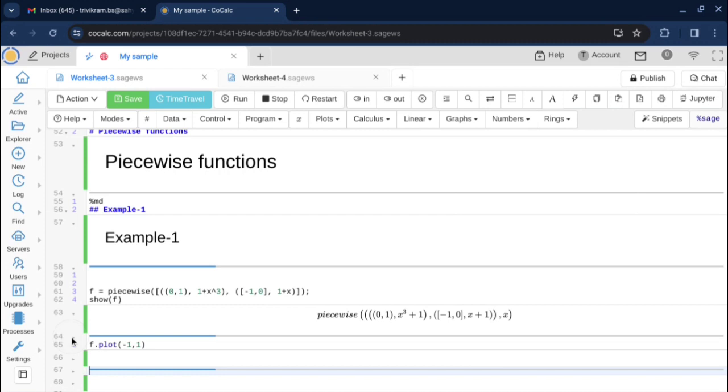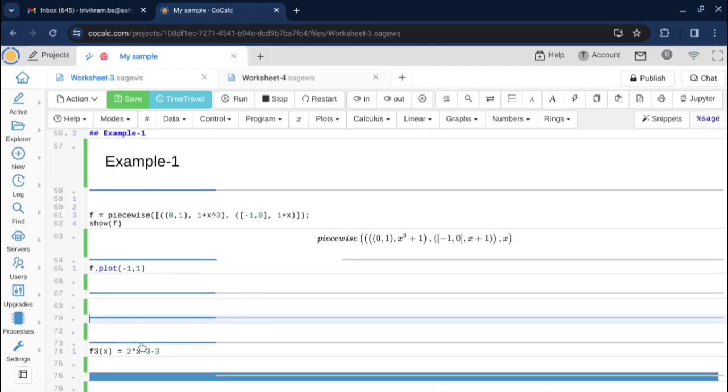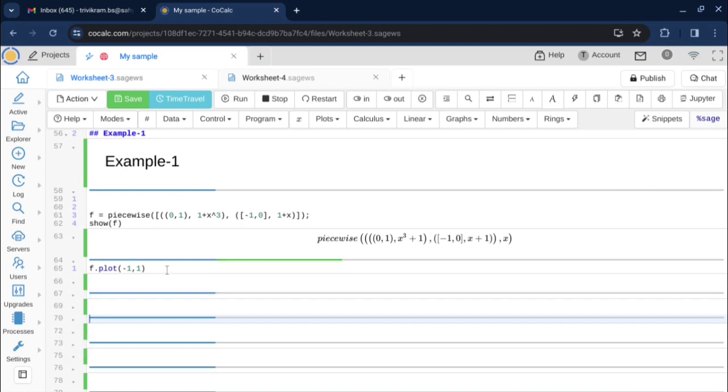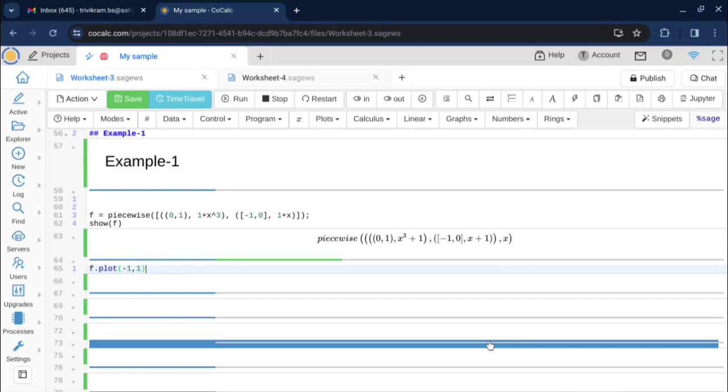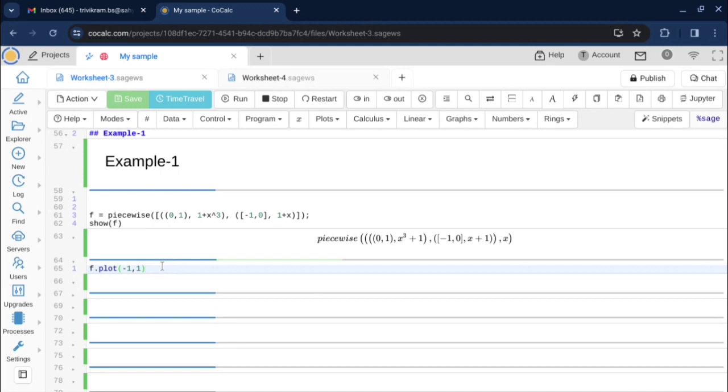So let us plot this from the interval minus 1 to 1. So if you observe this, just it is going to run now.